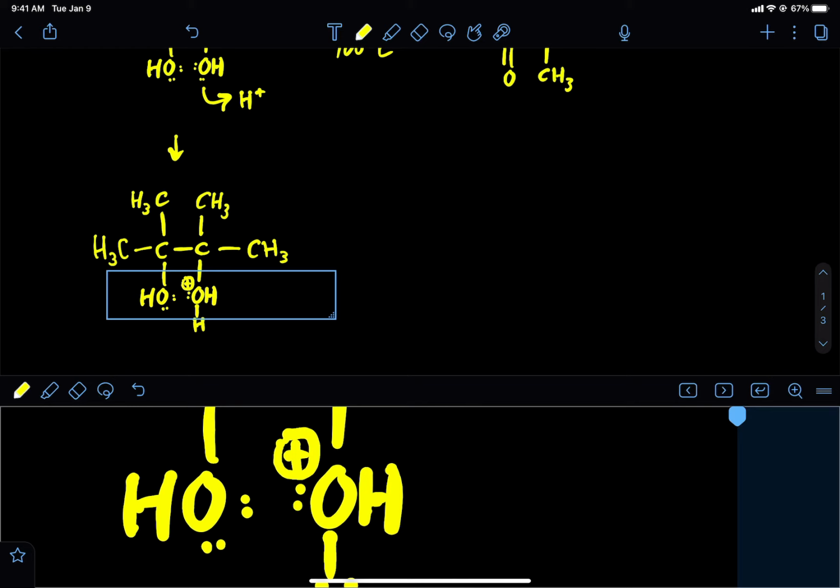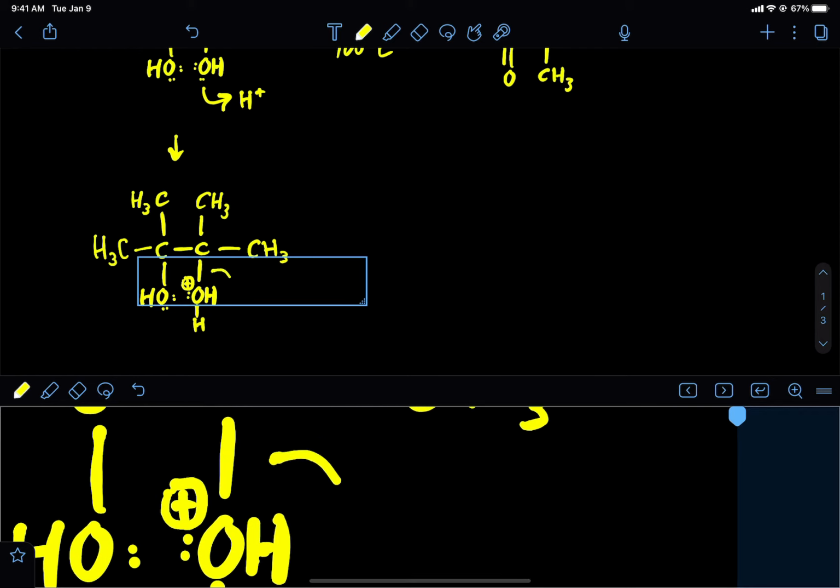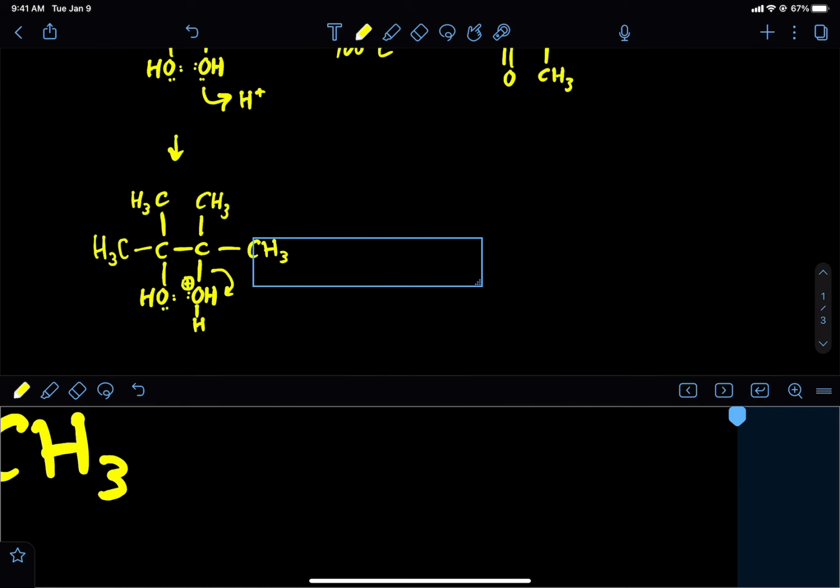So from here, where do we go? Even if you don't know what the product looks like, even if you don't know our ultimate destination, you can still guess what the next logical step is. Water is a good leaving group. We've just made water. We've got 100 degrees Celsius, the boiling point of water. It should be easy to drive this off at this point. So let's show water leaving. At this point, water is going to leave.